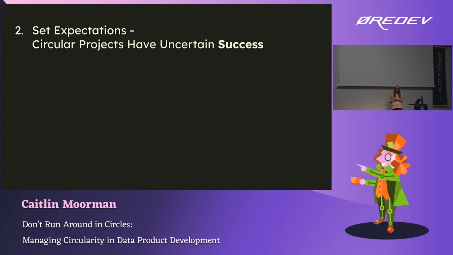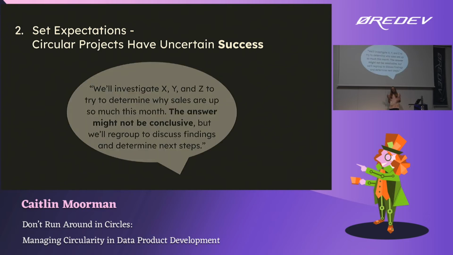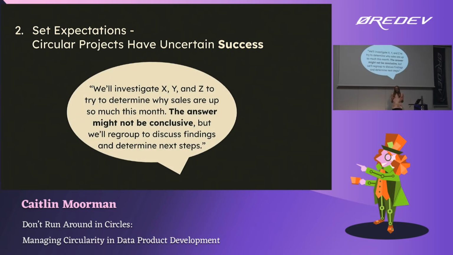As you get into circular projects, then you have to make sure that you're not just communicating uncertainty around timelines, which is what people are accustomed to hearing, but that you're communicating very clearly uncertainty about the outcome itself. So you'll use phrases like, we'll start by investigating these hypotheses to try to determine why sales are up so much. But the answer might not be conclusive. And then we'll need to regroup to discuss what we found and collaboratively determine next steps.